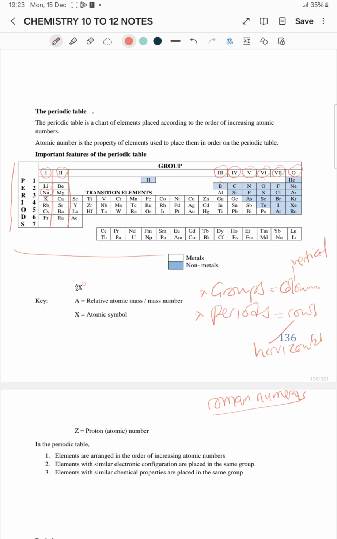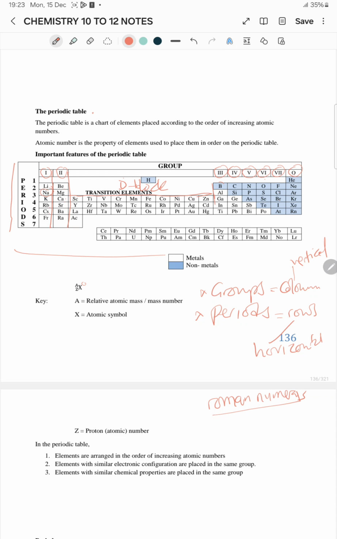So now, let's look at this. There's the one that I've not talked about. This part here, which we call the transition elements. Transition elements. The elements that are in here, why were they put on this block, which we sometimes call a D block?